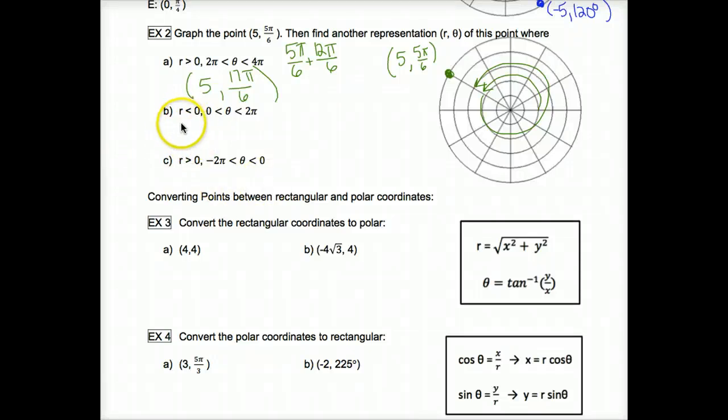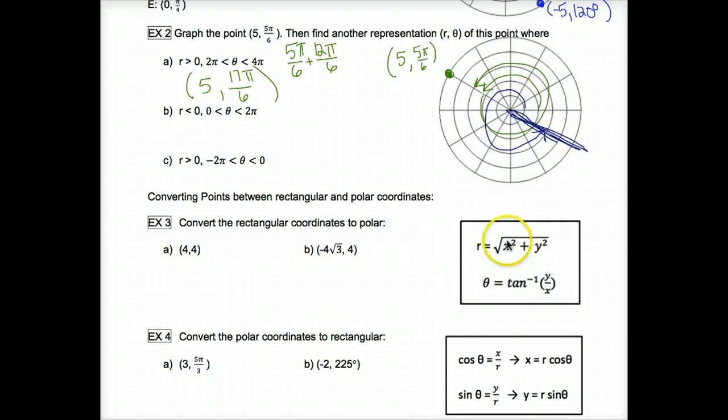For B, it wants my radius to be less than 0, so it needs to be negative, and it wants my angle to be between 0 and 2 pi. So I need a positive angle but a negative radius to land in the same spot, which means that in order to use a negative radius, I actually need my angle to land 180 degrees opposite of where my original angle landed. So that means I need my angle to land here on this terminal side.